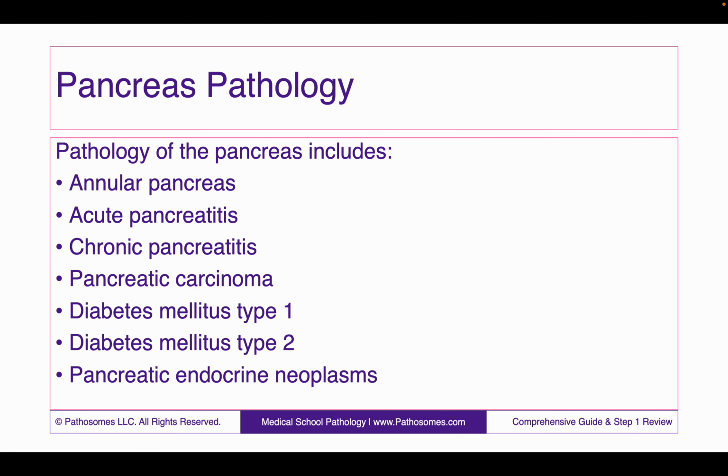Now, pancreas pathology is very high yield, and we're going to be discussing the important things that you need to know. Annular pancreas, acute pancreatitis, chronic pancreatitis, pancreatic carcinoma for sure, obviously the types of diabetes 1 and 2, and pancreatic endocrine neoplasms.